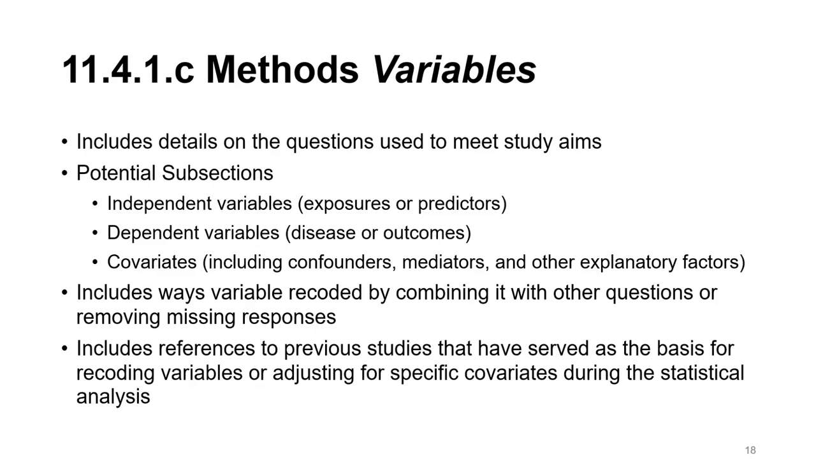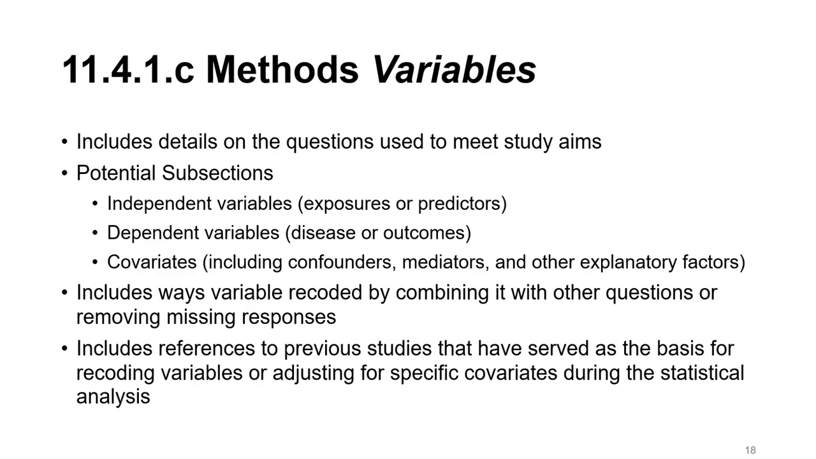So you could include an independent variable section. These are our exposures or the predictor variables we're looking at, and the dependent variables. These are the disease or outcomes, and then the covariates. Covariates could include confounders, mediators, and other explanatory factors. These are the factors that you're controlling for in your multivariable logistic regression models, if you're using those, or other types of adjusted analyses. And so you want to include how you recoded the variables in this section, and if you use some specific methods for removing missing responses, you can include that here.